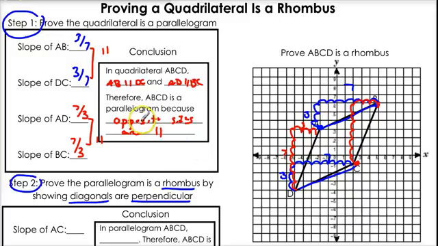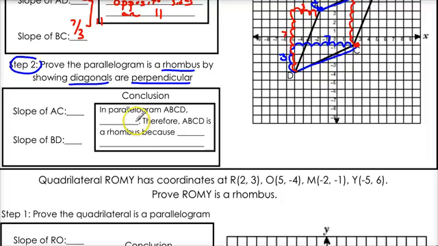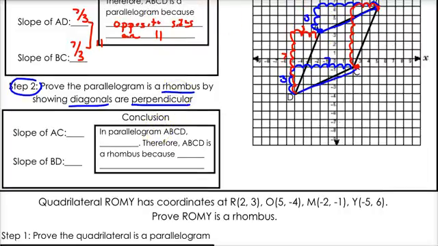Now we got to prove that it's a rhombus. Since we know it's a parallelogram, now we got to show that it's specifically a rhombus. And we're going to show that the diagonals are perpendicular. So let me erase all this right here. We already used that. And let's show what the diagonals are.